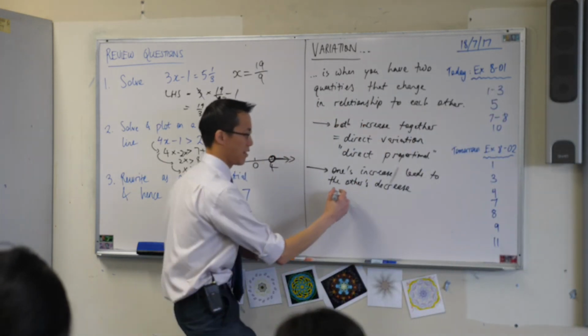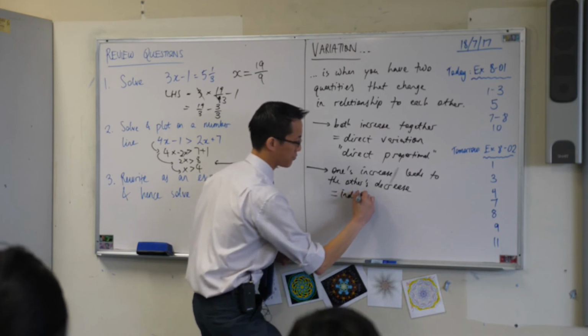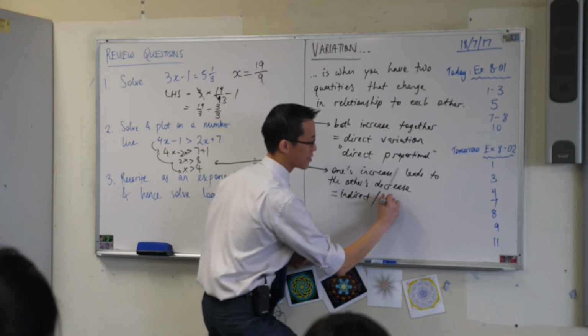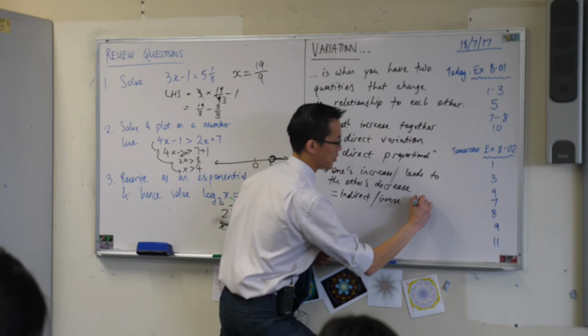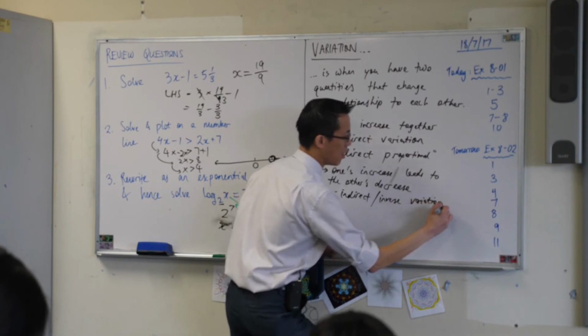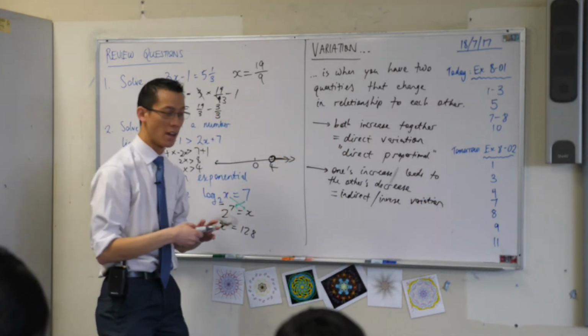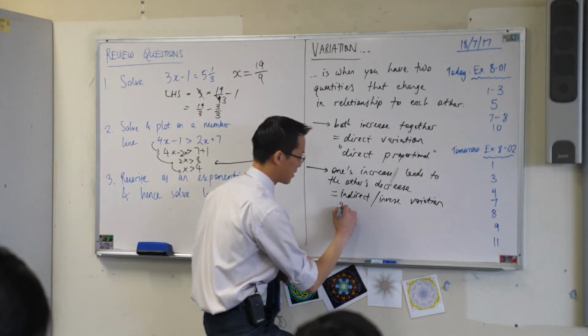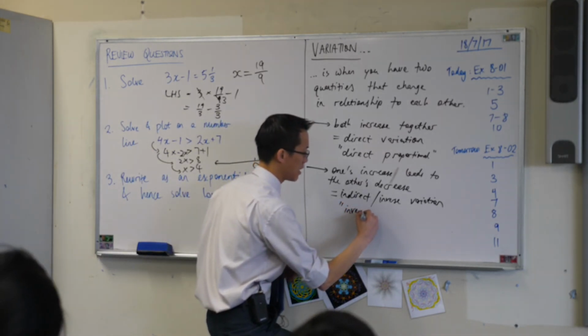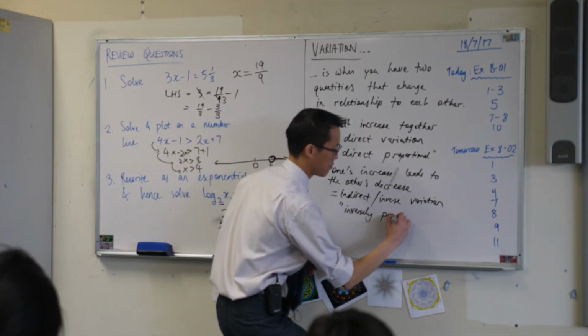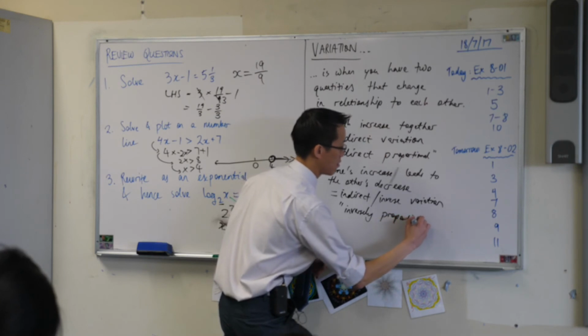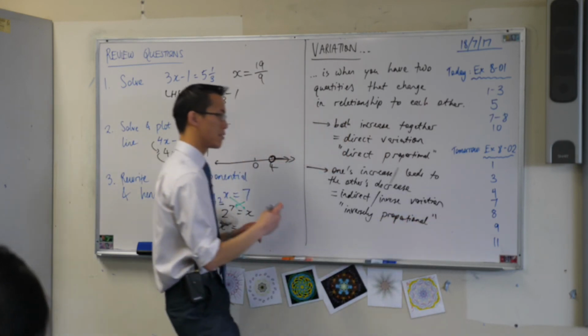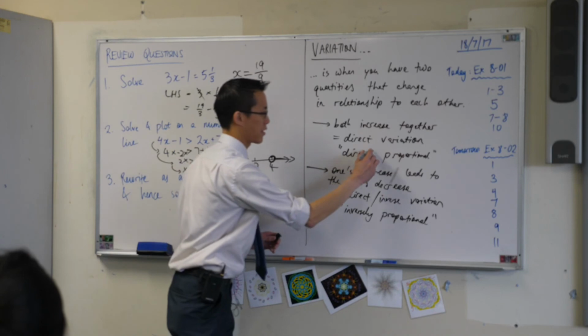We call this indirect or inverse variation. Or just like before, you might see this word proportional. So you might see it called inversely proportional. That should say directly proportional. Sorry.